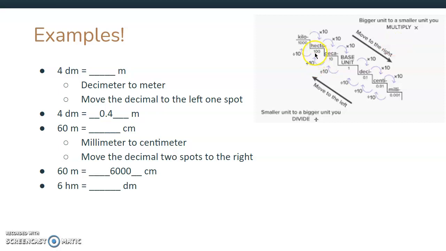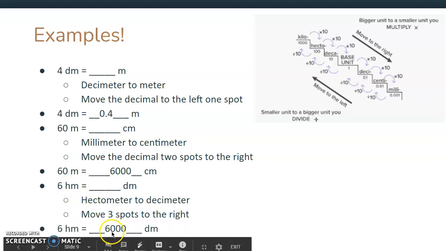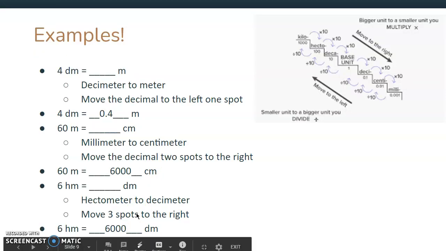Our last one is we're going to start with a hectometer, and we want to go to decimeter. So we go 1 step, 2 steps, 3 steps. So we're going to move our decimal point 3 spots to the right. So we would go 1, 2, 3, and then fill it in with zeros. So that's a little bit of an easier way. If it works for you to think about multiplying by 10 and dividing by 10, that's easier. Sometimes I think that's easier for me, but using our decimal points is also another way.